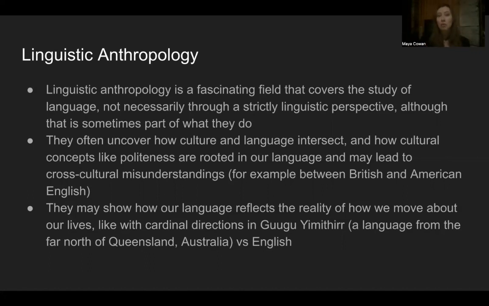So a lot of what a linguistic anthropologist might do is uncover the ways that culture and language intersect, and how cultural concepts, just as one example, politeness, are rooted in our language, and they may actually lead to cultural misunderstandings. So just to give you one quick example, between British and American English, it has to do with politeness, what's called positive politeness versus negative politeness.